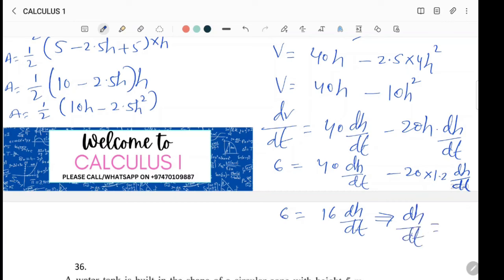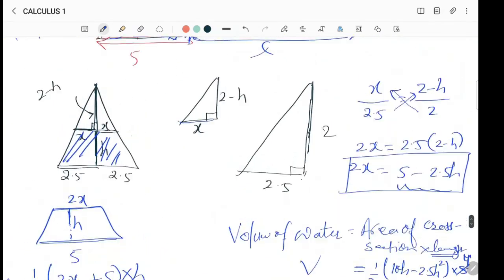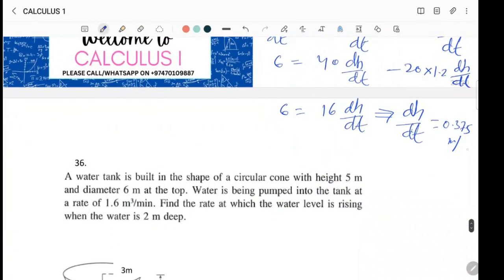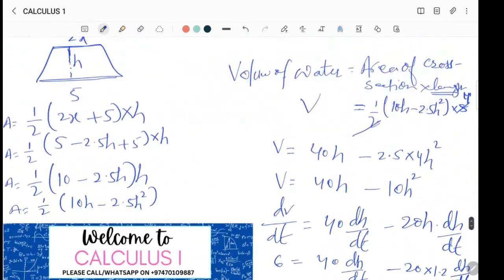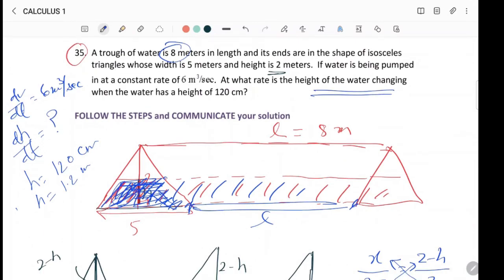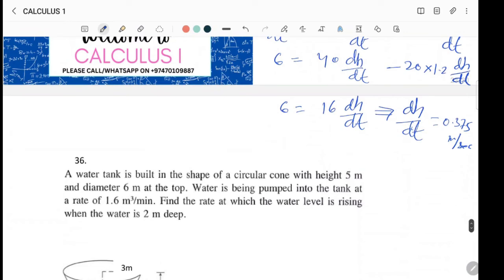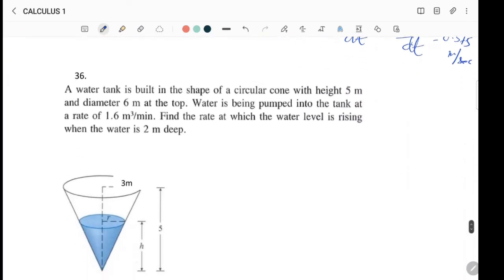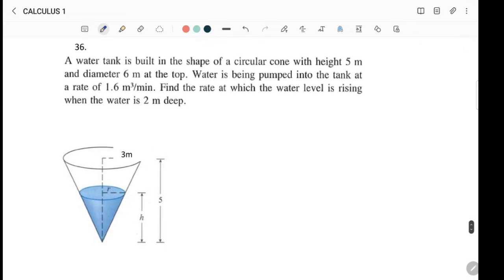So this is 16 dh over dt. So dh over dt equals 6 over 16, which is 0.375 meter per, it's based on minute or seconds, so it's seconds. So height will also increase obviously, but the rate is 0.375. So what was the question? At what rate height of the water is changing? Yeah, so rate is 0.375. Okay, now move to question number 36.